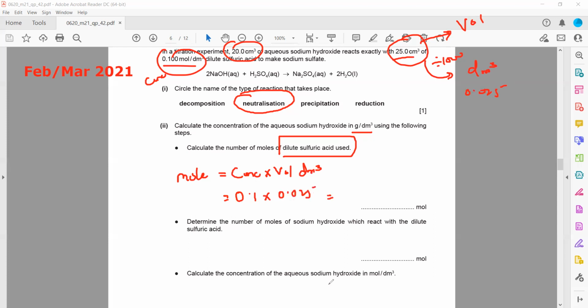When we multiply 0.1 by 0.025, the answer is 0.0025. So 0.0025 mole. These are the moles of sulfuric acid, H2SO4, which we get by formula. Then determine the number of moles of sodium hydroxide. The first part was solved by formula; the second part is by ratio. So which ratio should we take?